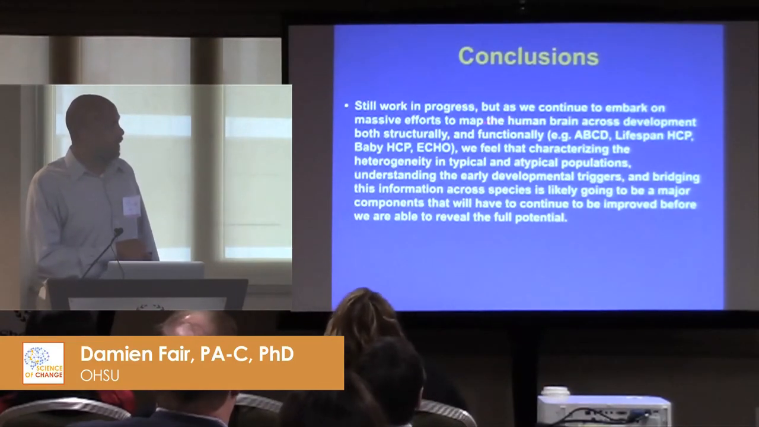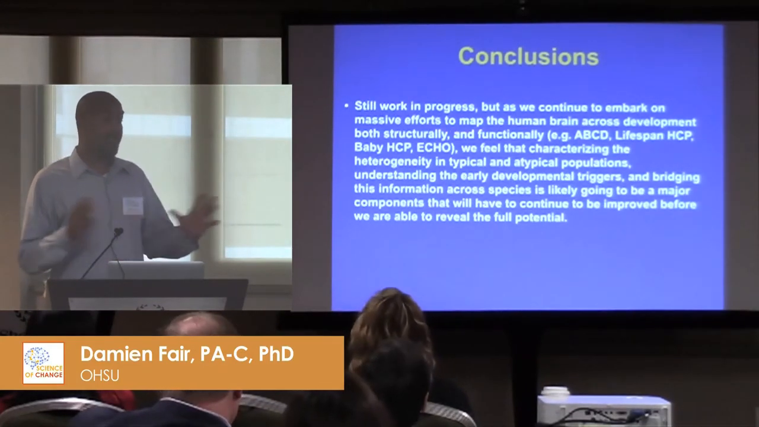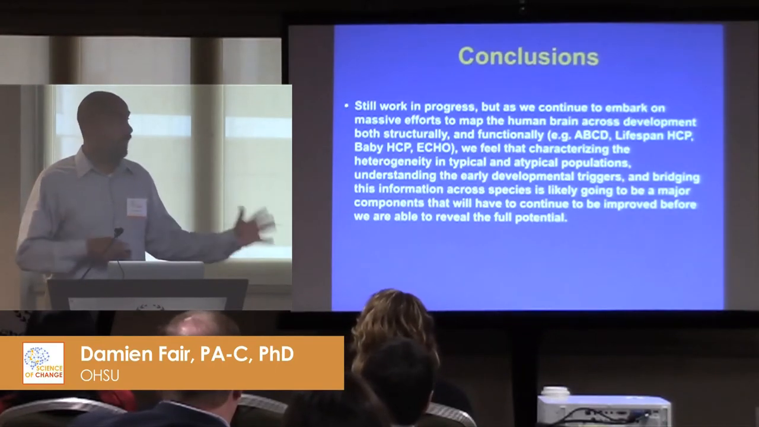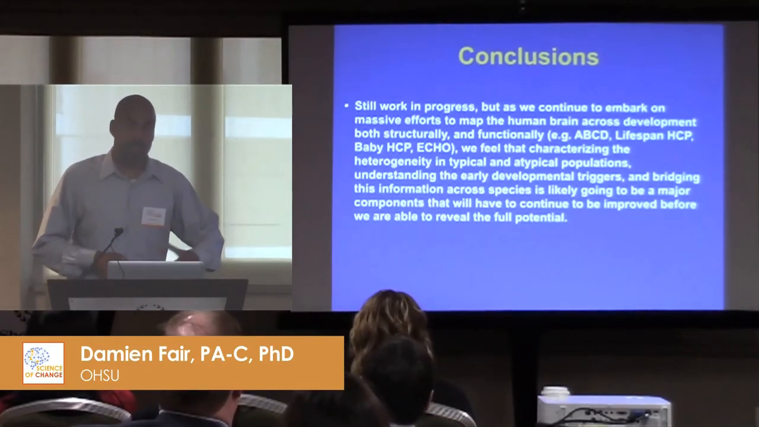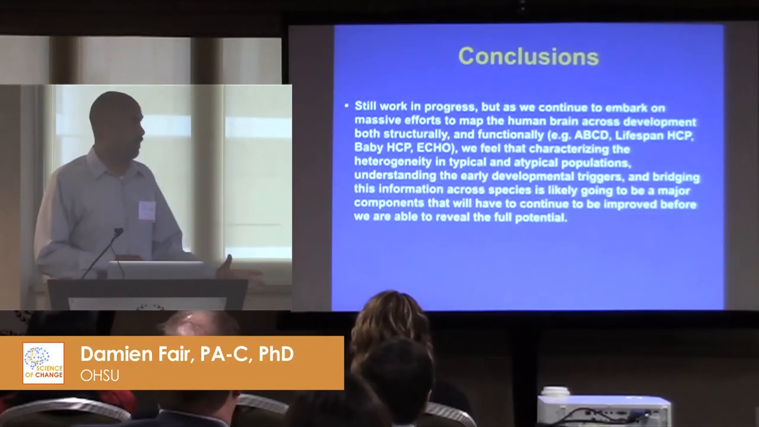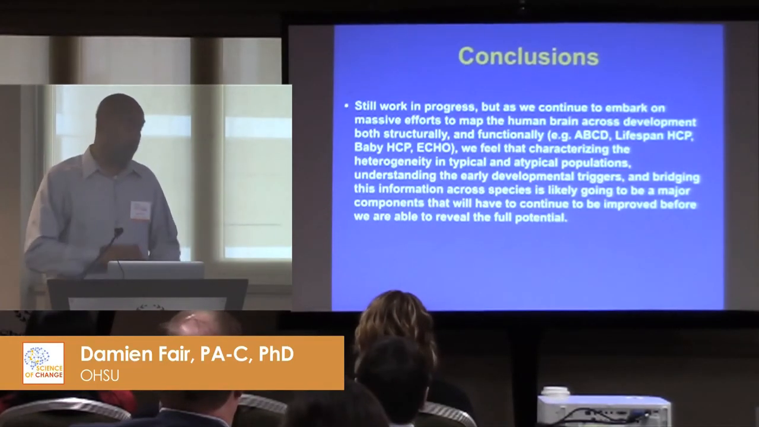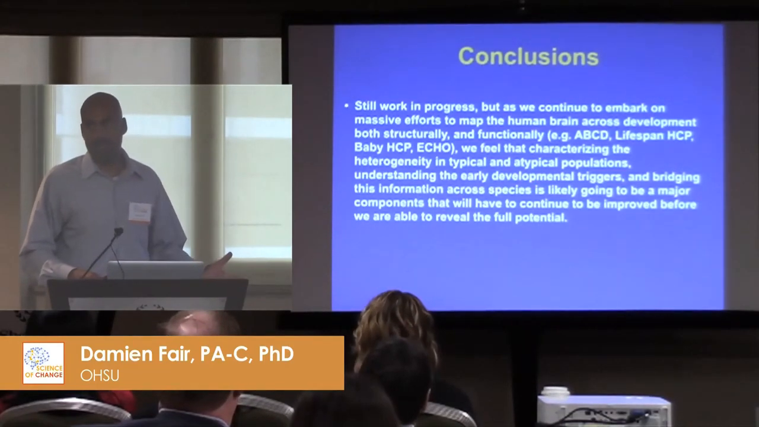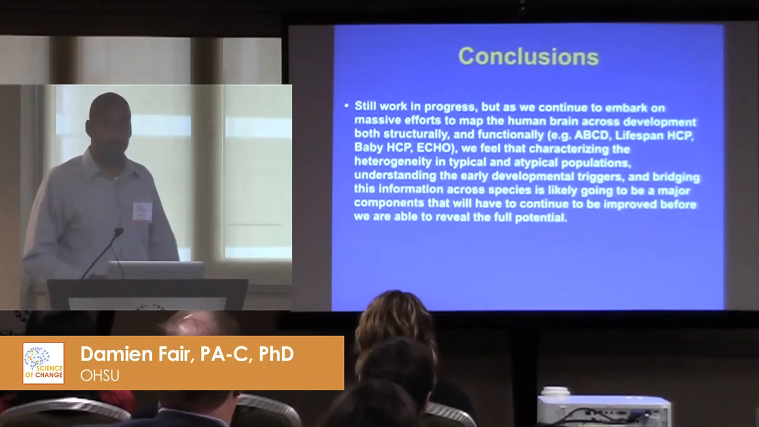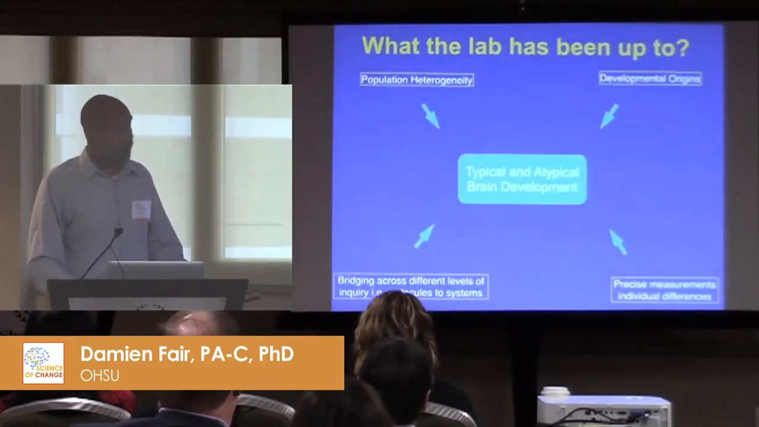Well, it's still a work in progress, but we're continuing to embark on these massive efforts to map the human brain: the ABCD study, the Human Connectome Project, Lifespan HCP, all this stuff, right? We feel that characterizing heterogeneity, understanding developmental origins, and bridging information across species is going to be really important before we'll be able to maximize the impact of some of these efforts. All right, so I'm going to end there.